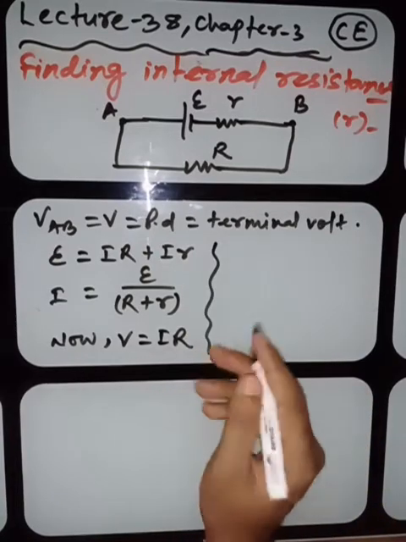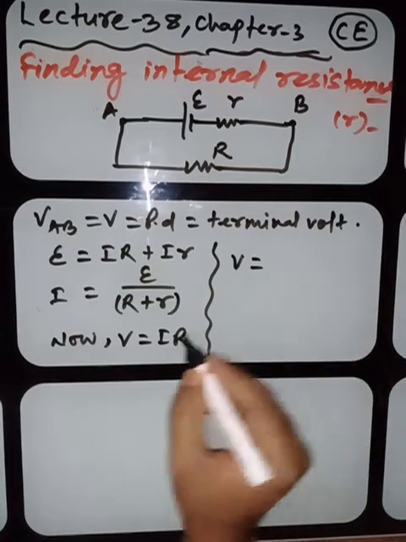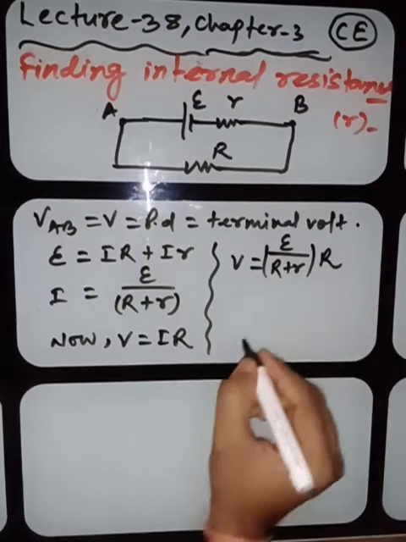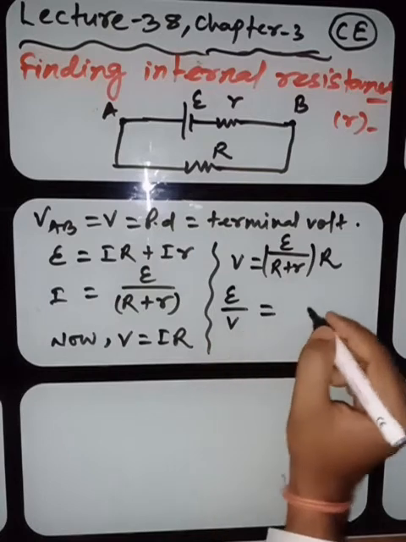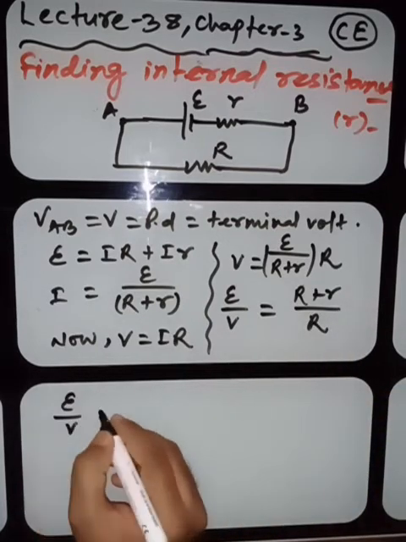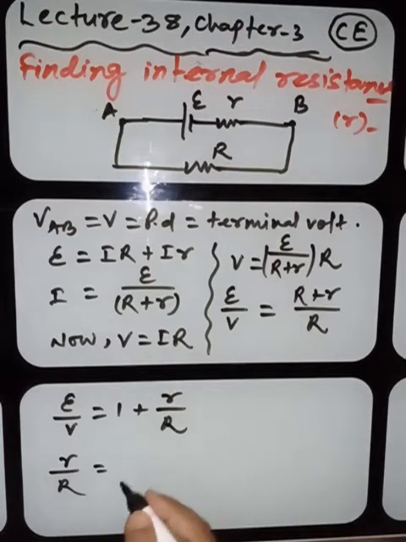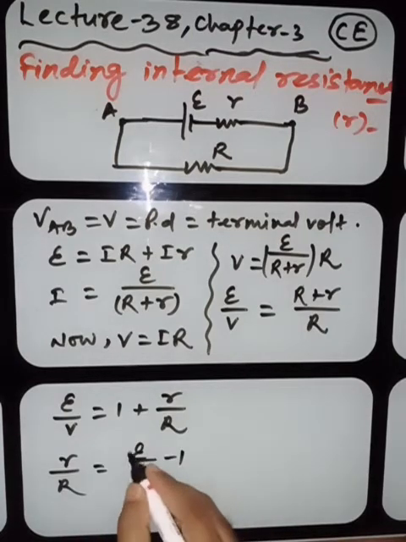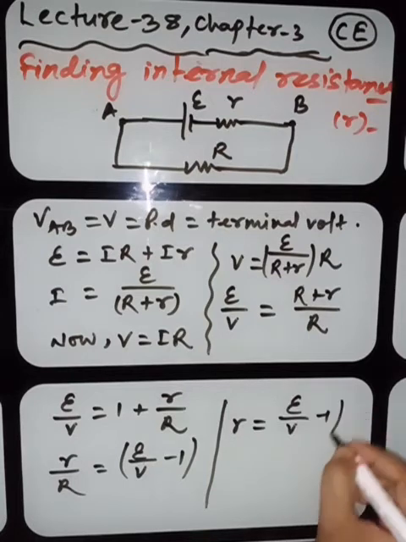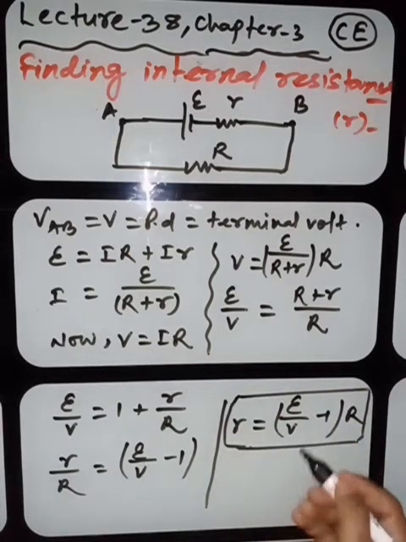V, using Ohm's law, V equals IR, and this V is the terminal voltage. So we can write V is equal to I, which we have calculated as E over R plus r, times R. So E by V can be written as (R plus r) divided by R, or E by V is equal to 1 plus r by R, or r by R is E by V minus 1. Now we have the internal resistance. How much is it? E by V minus 1 times the load resistance, my dear students. So this is the internal resistance.